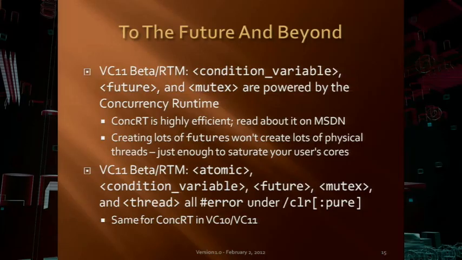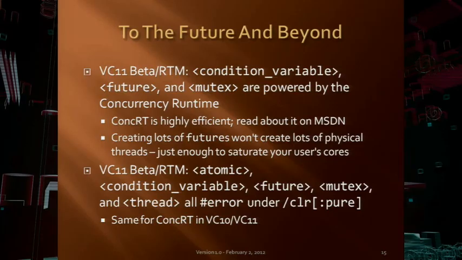And in VC11 beta, and even better in RTM, the condition variable, future, and mutex headers are going to be powered by the Concurrency Runtime, which was implemented by our parallel computing platform team and already shipped in VC10. ConcRT, it would take a whole other presentation to go into what it does, but it's a highly efficient cooperative blocking, cooperative scheduling implementation, and you can read about it in MSDN. There's a whole node of topics about how they work their magic, and now that's going to be powering std::future and condition variable and mutex.